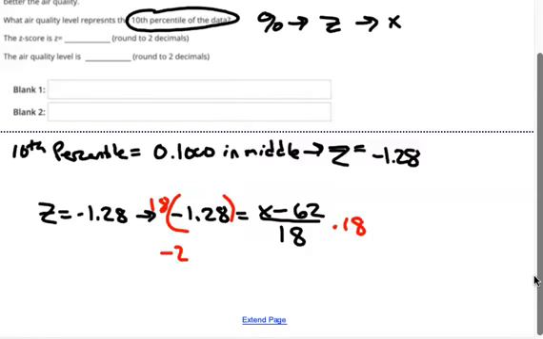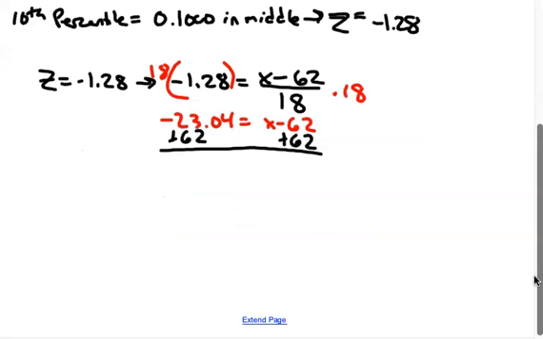So you get negative 23.04 on the left, x minus 62 on the right, and then we need to add 62. Okay, this will give us our answer. All right, if you do that, you get 38.96.